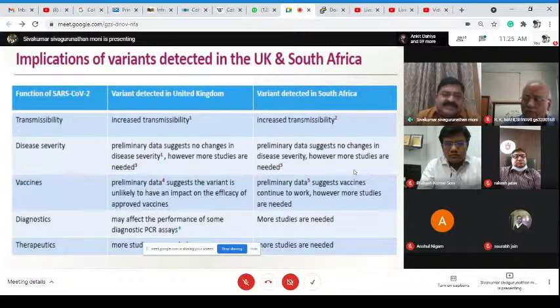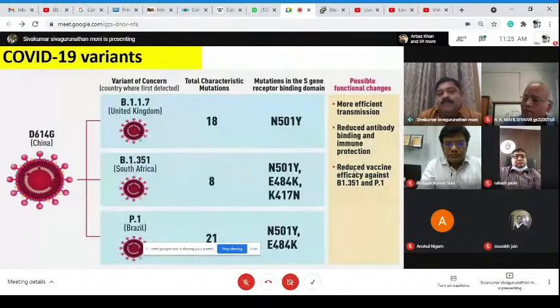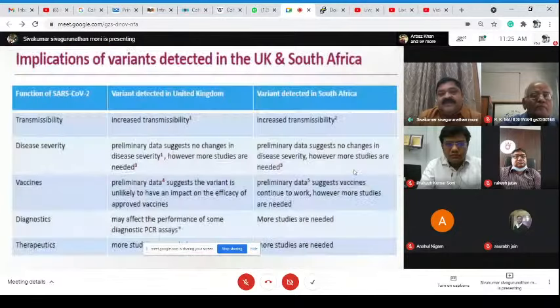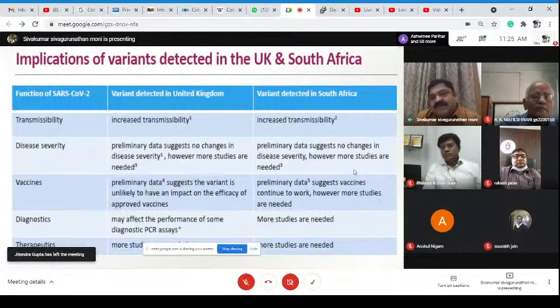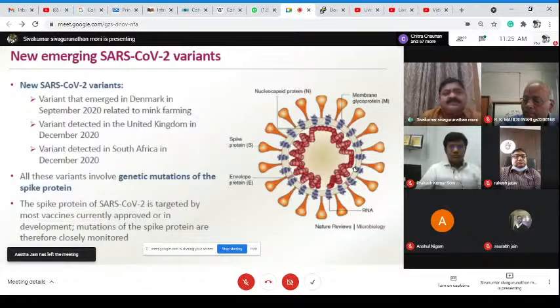So reports suggest that these vaccines against variants, that is B1.17, which is affecting the UK, the vaccination is not more significant. Whereas in the South African variant, the preliminary data shows the vaccines are effective even against variants also. So these are the concepts.